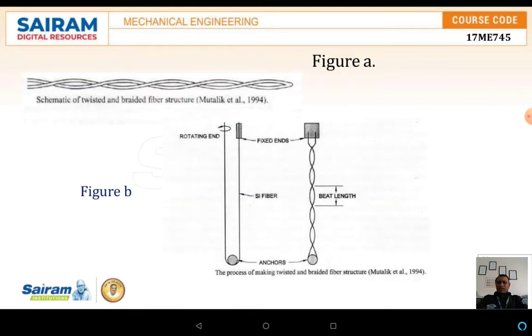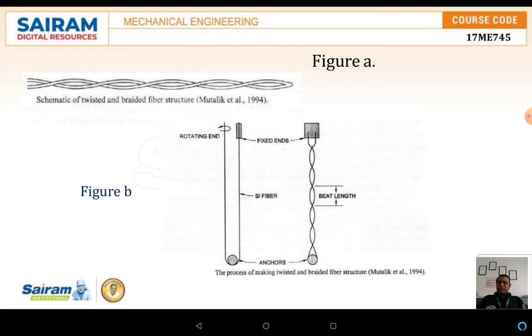See, the braiding mechanism is done using this method, as shown in the figure. One end of the fiber is fixed, the other end of the fiber is free, and it is anchored through an anchor. Once the rotating end starts rotating, the braid, or what we can say the twisting, automatically takes place.